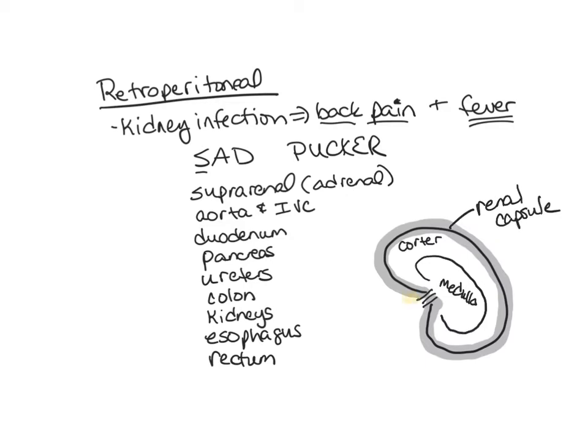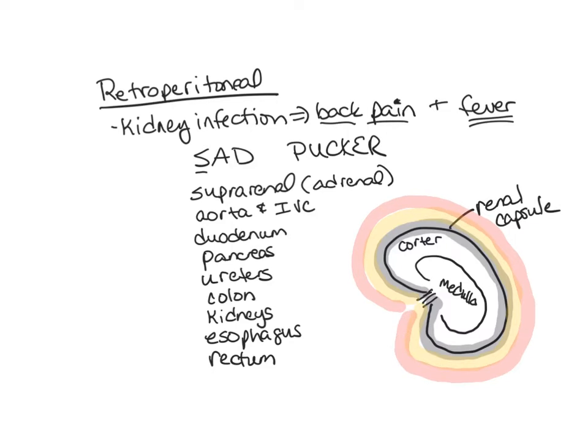Then outside the capsule, there's going to be a layer of fat that we call the perinephric fat. And that kind of cushions the kidney. And then outside of that, there is a layer of renal fascia. So there's going to be a layer of renal fascia out there, and then the renal fascia is going to connect that kidney to the surrounding areas.